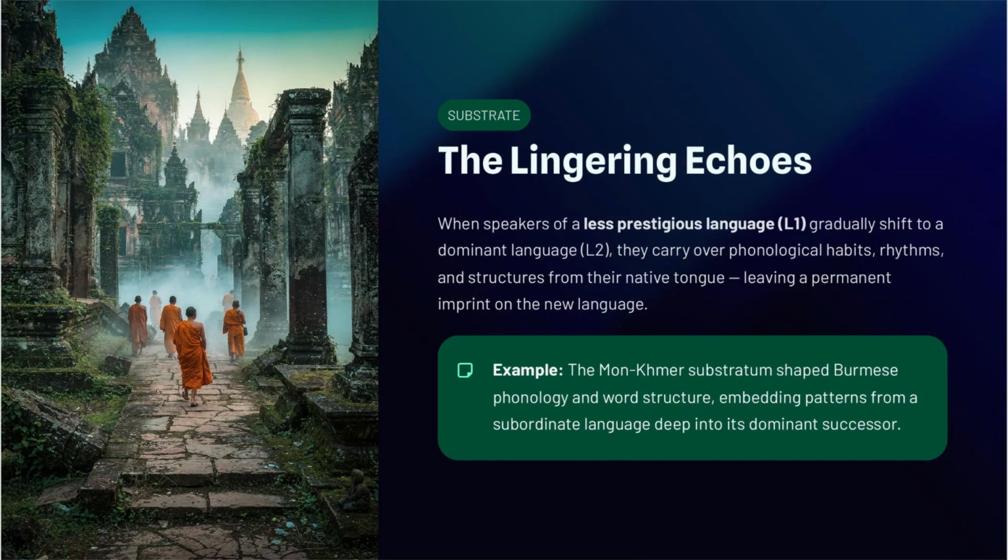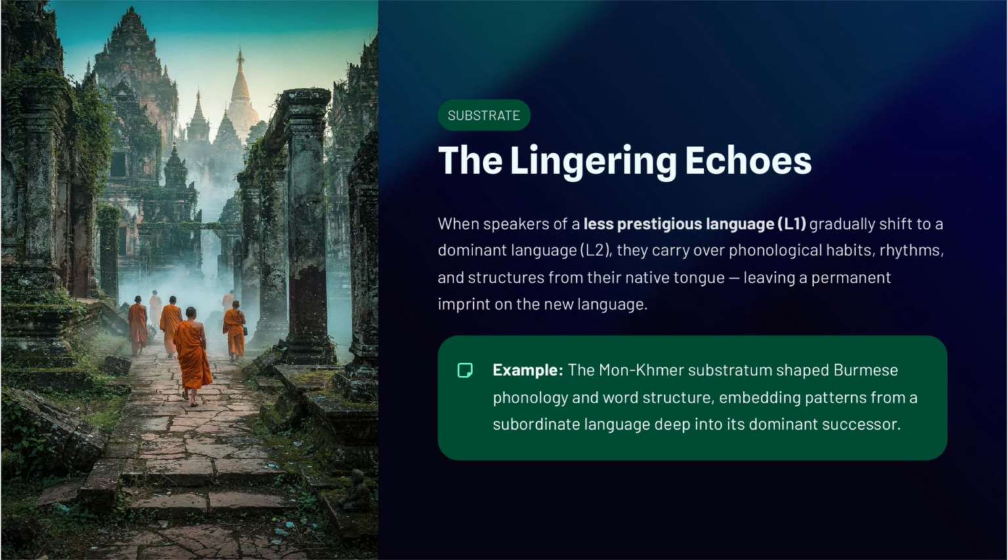Now let us look at substrate influence. A substrate situation appears when speakers of a less prestigious language gradually shift to a dominant language. However, while adopting the new language, they often preserve some habits from their original language. These habits may affect pronunciation, rhythm, sentence patterns, or word structure. In this way, the older, weaker language leaves a lasting imprint on the new dominant language. The presentation gives the example of the Montgomery substratum influencing Burmese phonology and word structure.